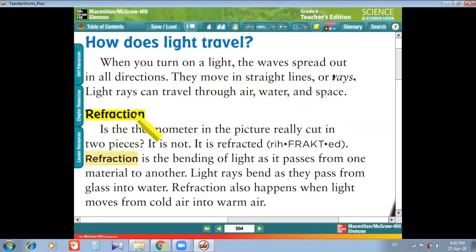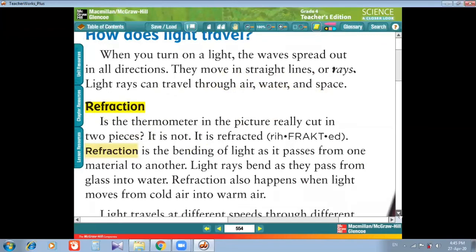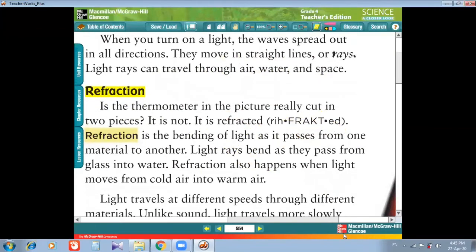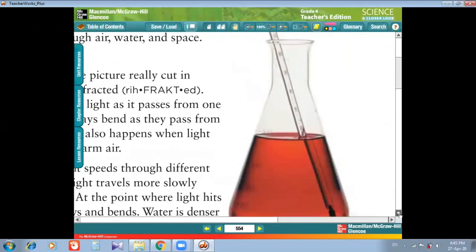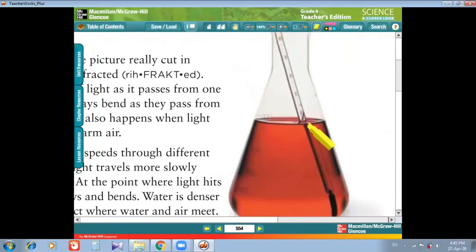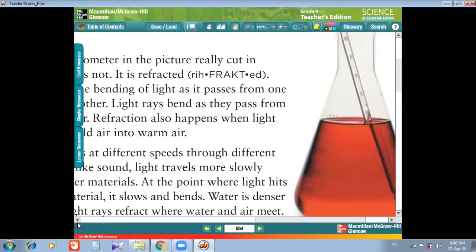Now, what is refraction? Is the thermometer in the picture really cut into two pieces? Here we have a picture of a thermometer. It is dipped in some liquid, and when the thermometer is entering the liquid, it seems to be divided into two parts. It is not coming straight. The part of the thermometer that is in the liquid has moved away. It seems that the thermometer is broken. But actually, it is not broken.